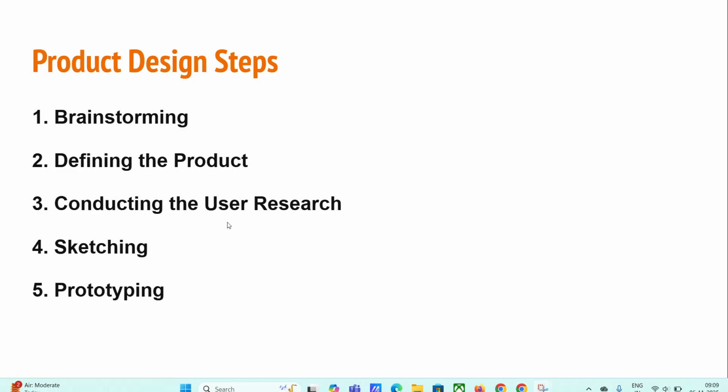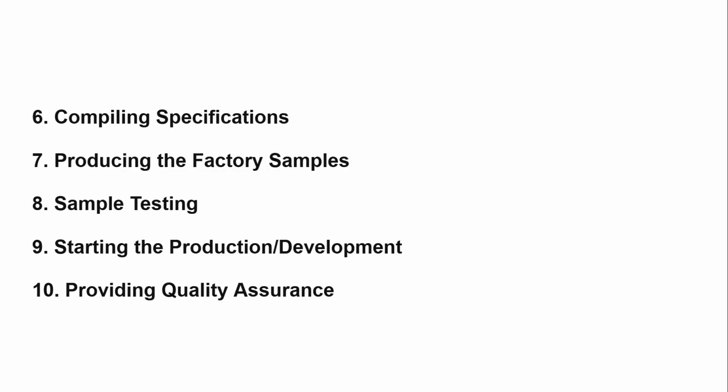Here are some steps for product design. Brainstorming, defining the product, conducting user research, sketching, prototyping, and problem identification. First of all, market research, concept generation, concept selection, modeling and simulation, prototype development, testing and design review. Then the final product and documentation. These steps convert an idea into real parts. In product design steps, we convert the idea into a real product.